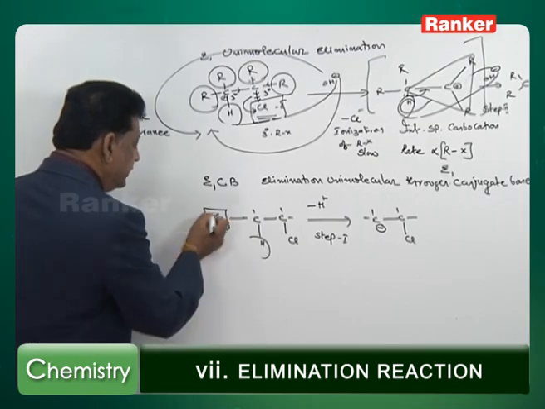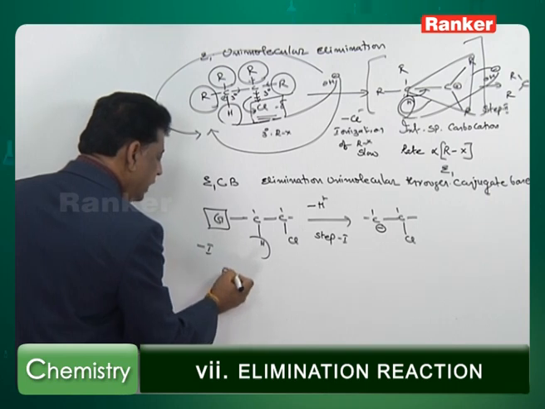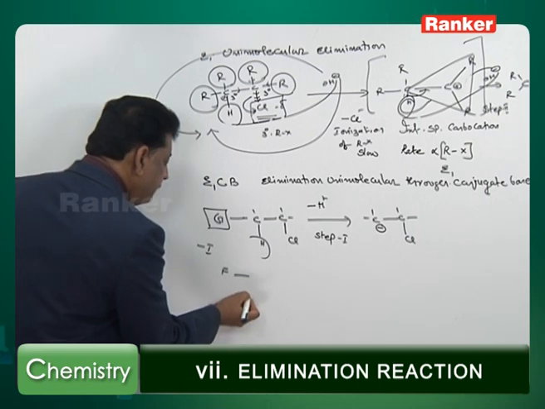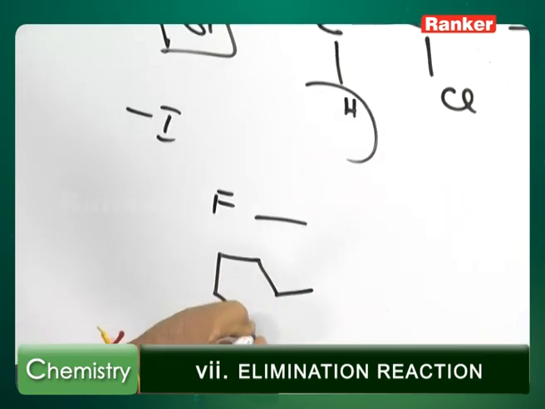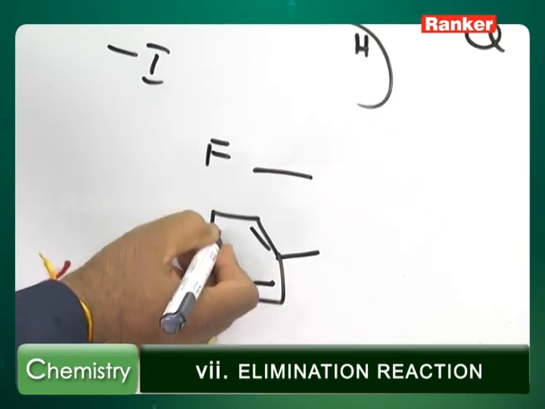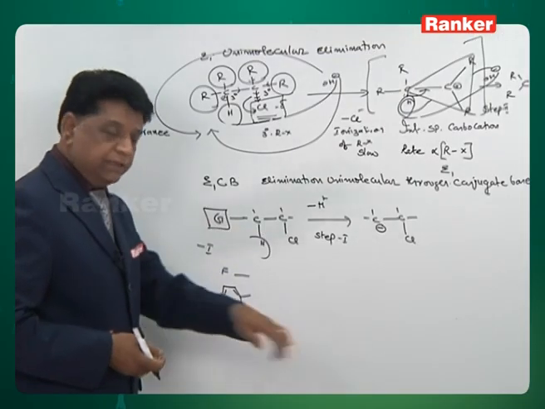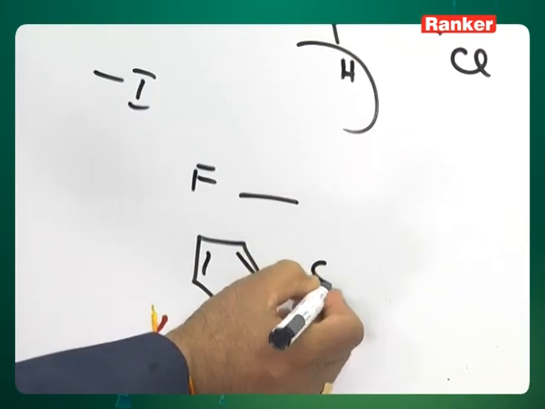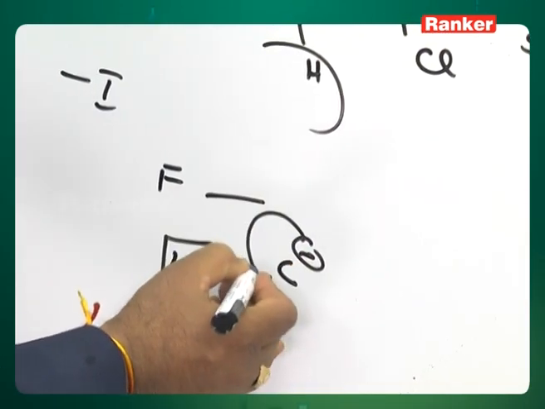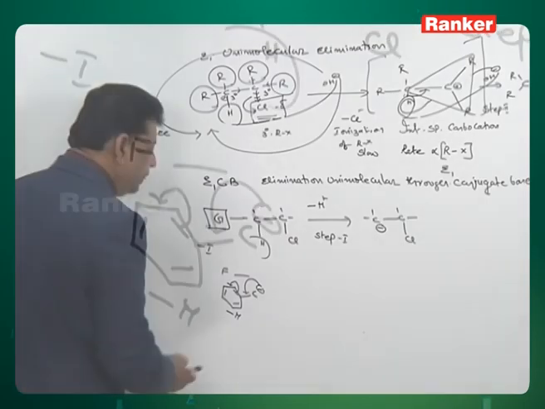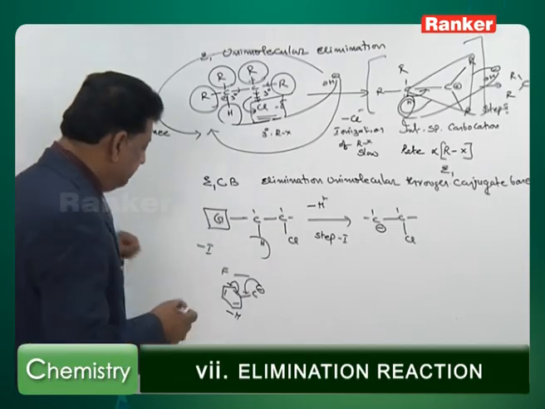For example, a group can be fluorine directly. A group can be a benzene ring even. Just like if a carbocation is there, the benzene acts as a plus M group. But if a carbanion is there, the carbanion electrons can be withdrawn like this and it acts as a minus M group. Even benzene can stabilize.